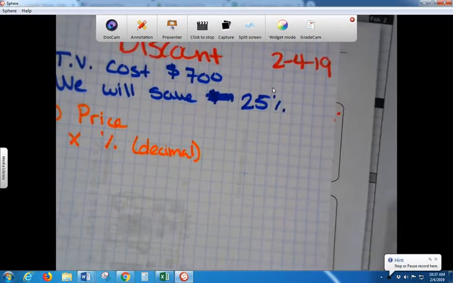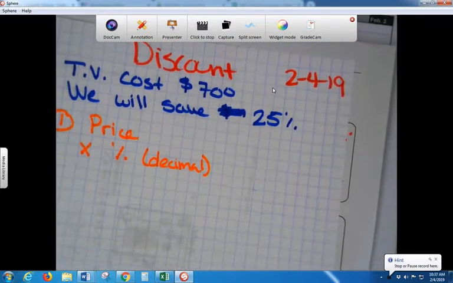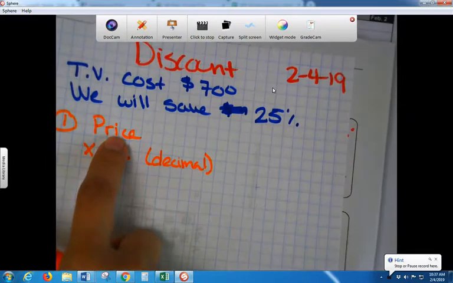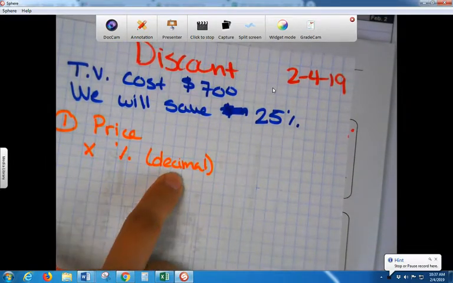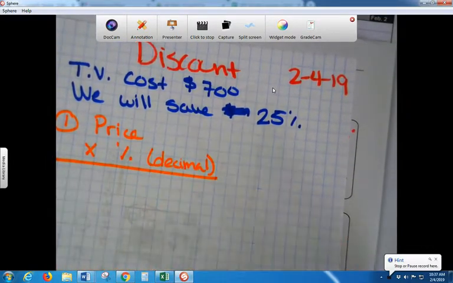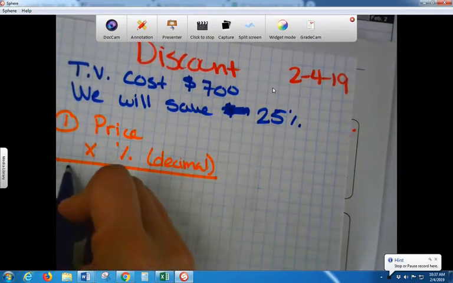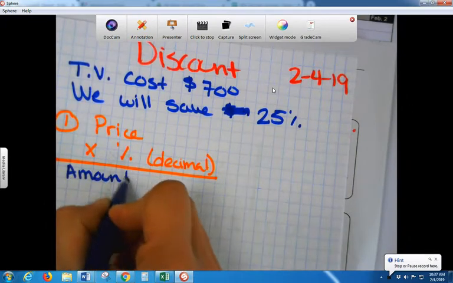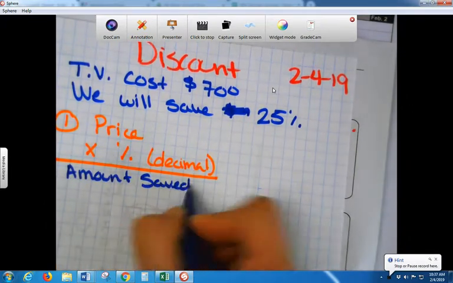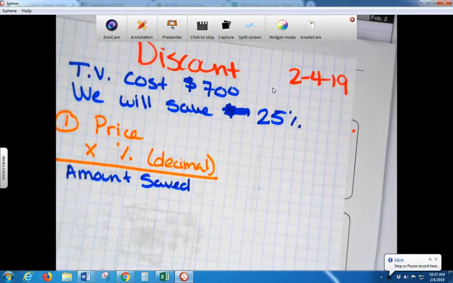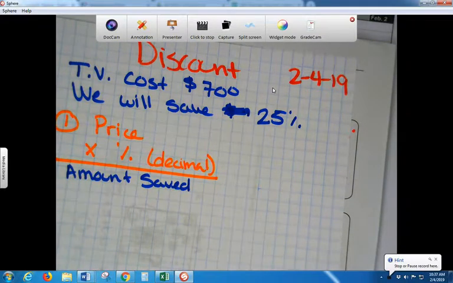Okay, for discount, there are two steps. The first step is to take your price and multiply it by your percent written as a decimal. When you do this multiplication, you will get the amount saved. Do I save 50 cents? Do I save $100? Do I save $50? How much do I save?